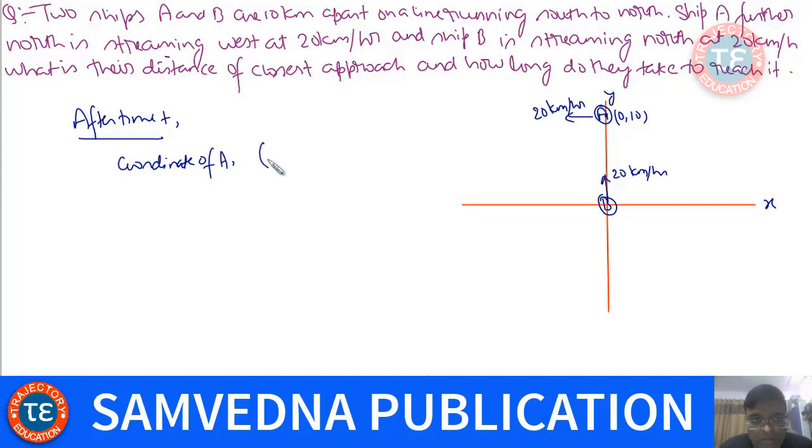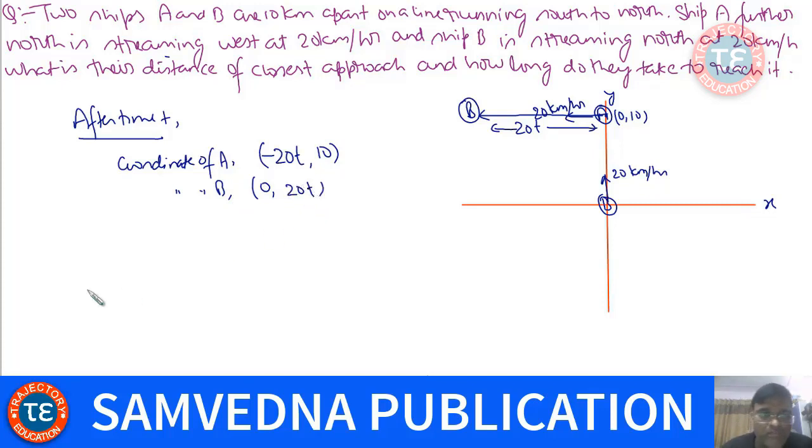The x coordinate of A will be how much? The x coordinate will be minus 20t, since it moves by a distance of 20t, and the y coordinate will remain 10. And the coordinate of B would be what? The x coordinate will remain 0 and the y coordinate will be 20t.